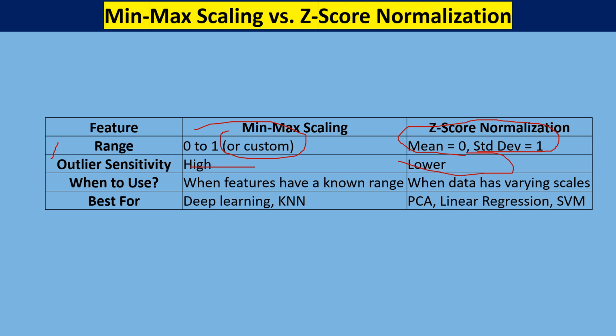When you know the minimum and maximum values in advance, or when data needs to be in a specific range, such as pixel intensity in image processing. Z-score normalization: when data has different scales, or when the algorithm assumes normally distributed data, like linear regression or PCA. Best for: min-max is commonly used in deep learning, KNN, and models that rely on distance-based measures. Z-score works well for linear regression, PCA, and SVM.